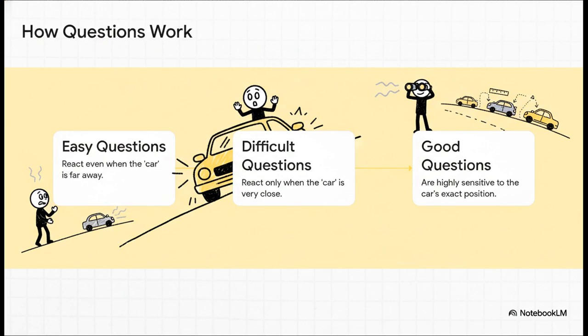Think of it like this. Some test questions are easy. They're like a super cautious person who starts getting nervous even when the car is still way down the road. Then you have difficult questions. They're like the daredevil who won't even flinch until the car is right on top of them. And the best questions? They're highly sensitive. They can tell you almost exactly how far away that car is. They give you the most precise information.